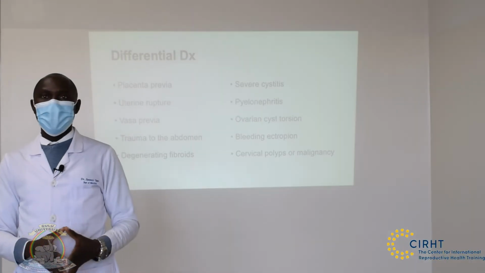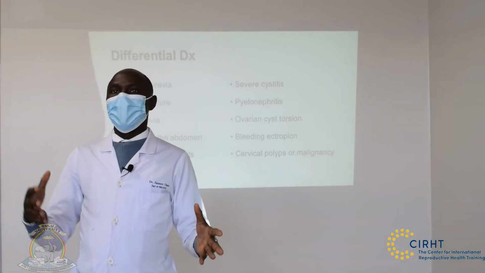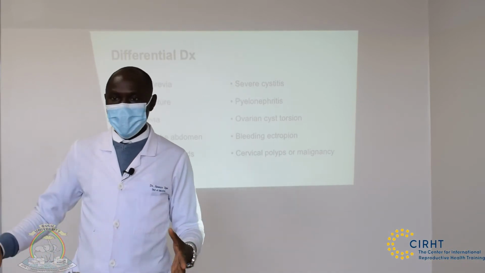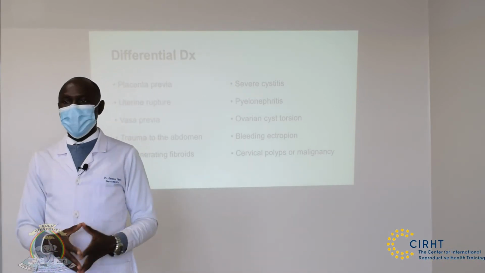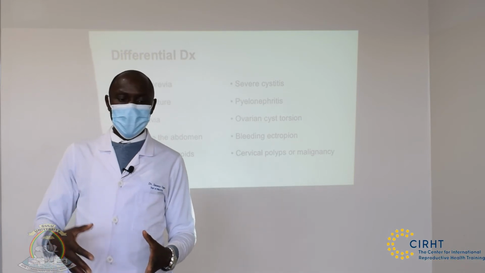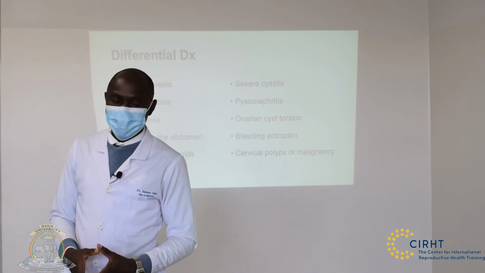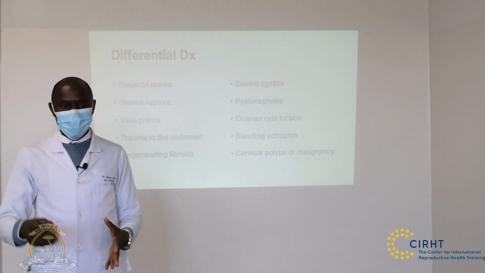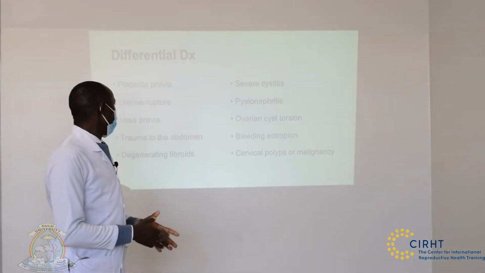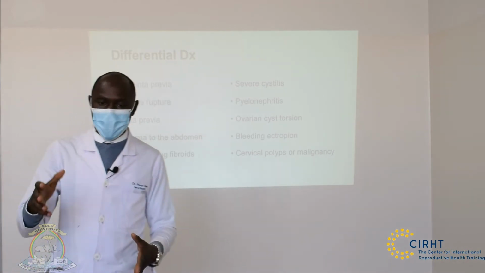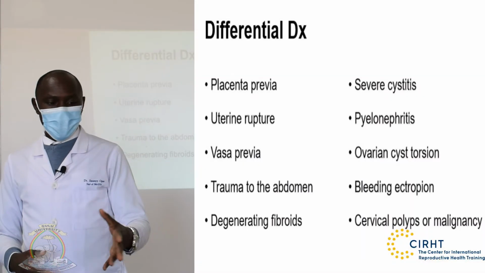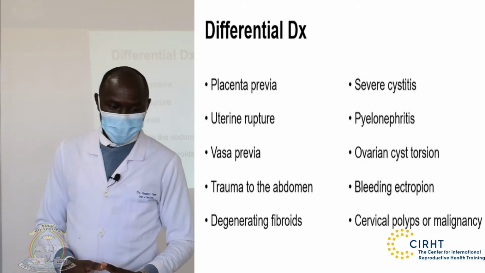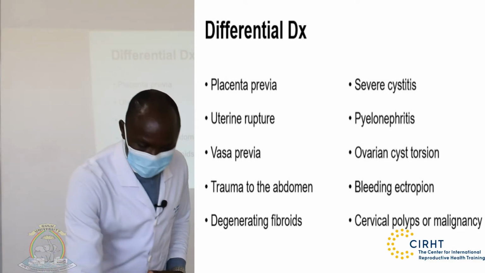Vasa previa here is when we have fetal vessels that traverse through the internal os, and sometimes they can be attached to the membranes. When there is any abrasion of the vessel, it can start bleeding tremendously. Other causes could include trauma. I've just talked about trauma to the abdomen. Others include degenerative fibroids and many others that I've listed there.